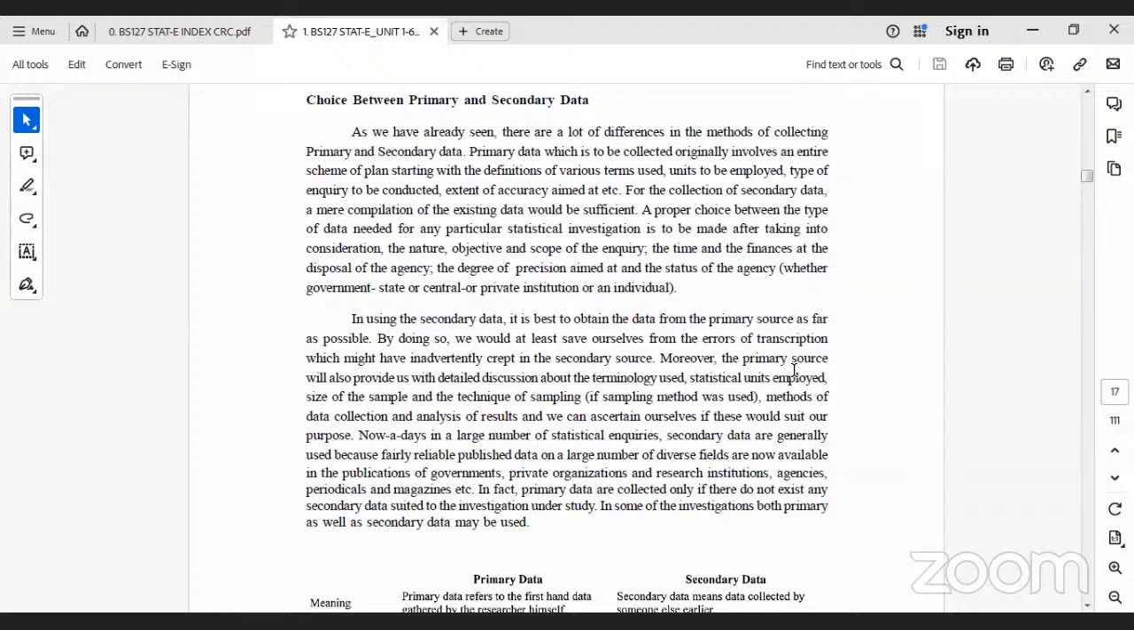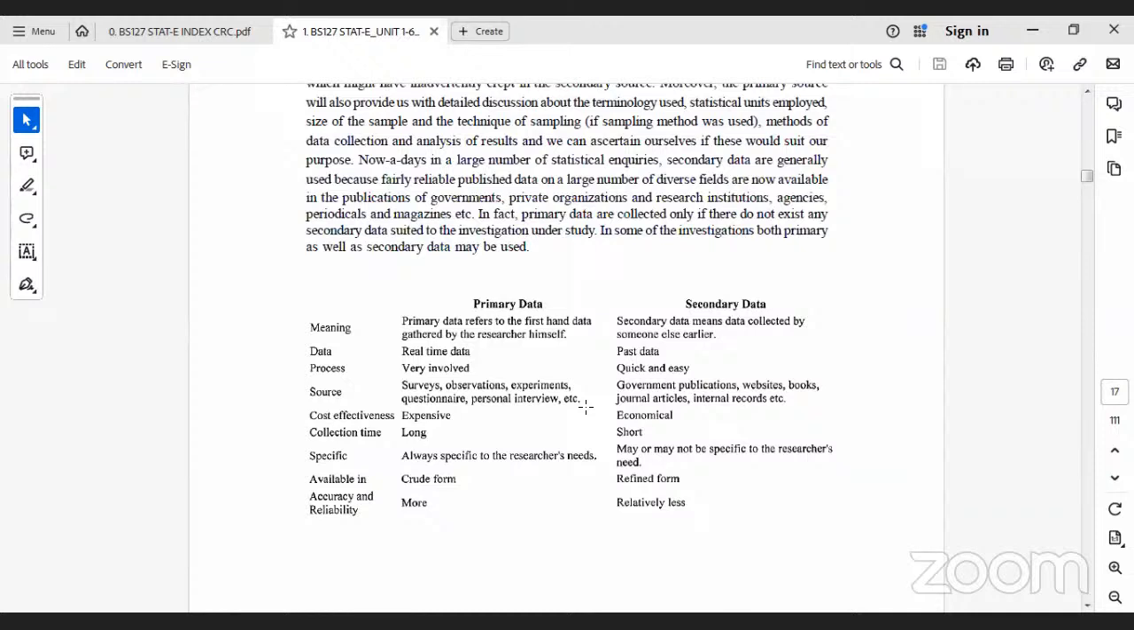Nowadays, in a large number of statistical inquiries secondary data is generally used, because fairly reliable published data in a large number of diverse fields are now available in the publications of governments, private organizations, research institutions, agencies, periodicals and magazines. In fact, primary data is collected only when no secondary data suited to the investigation under study exists. Some investigations use both primary as well as secondary data. Let's see here.